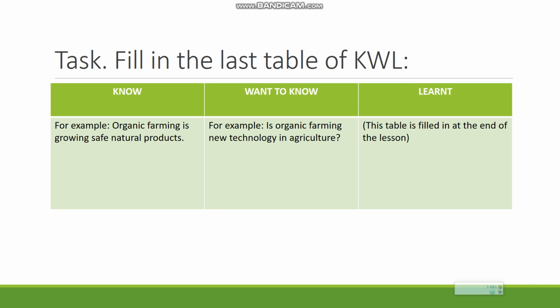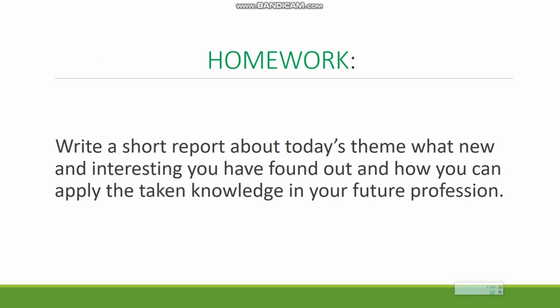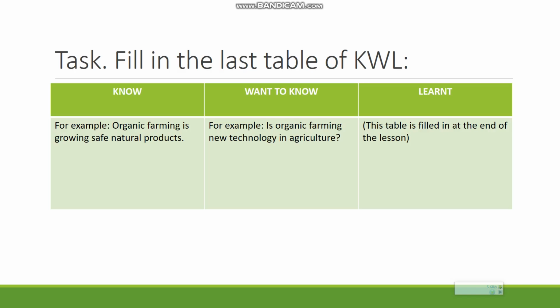And the next task is fill in the last table of KWL. As you remember, we filled the first and the second graphs and remains the third one for the conclusion. Now you may fill it by gotten information of our lesson. For example, I know organic farming is growing safe natural products. The second, I want to know organic farming, new technology in agriculture. And you learned today and got information, and you should write what you learned during our lesson, the last table.